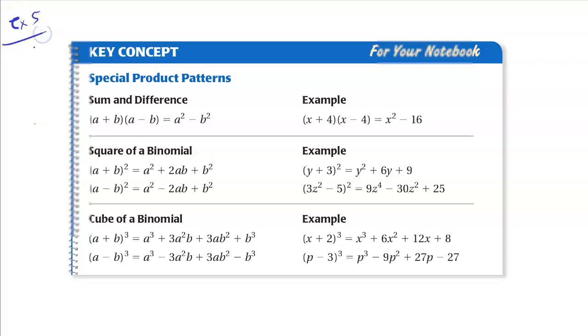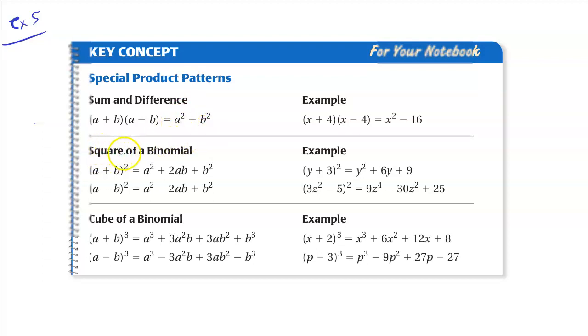Okay, so the last thing that we're going to look at is special product patterns. And so this is just straight from your book. There are three different types of multiplications that we're going to notice especially. One of them is the sum and difference product pattern. So if I have a plus b times a minus b, the result is a squared minus b squared.